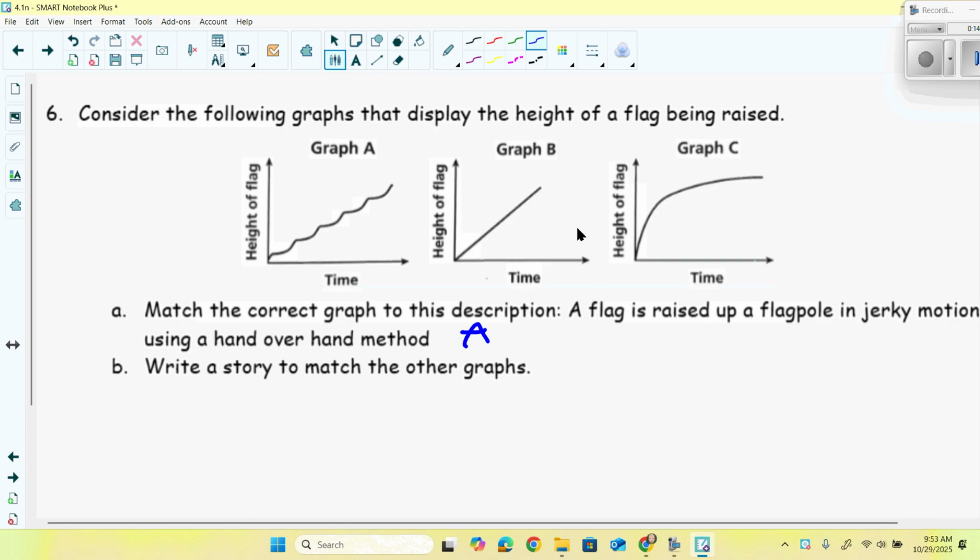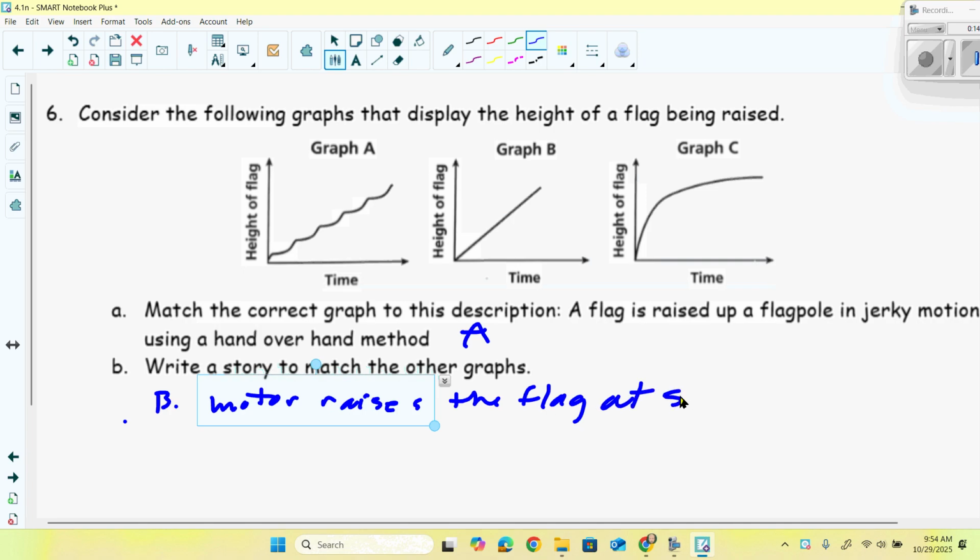Write a story for each of the other graphs. I'm not going to get real interesting about this. The challenging part for these questions might be, this is a constant rate or a steady rate, but I need to hear you say why that is happening. I had a student do this problem and they said, a motor raises the flag at a constant or a steady rate. Okay, so it's not quick and then slow, it's just constantly up and over, up and over.